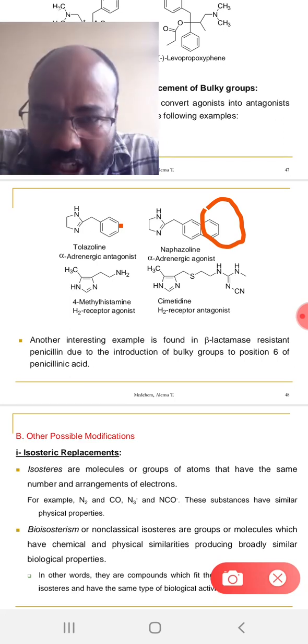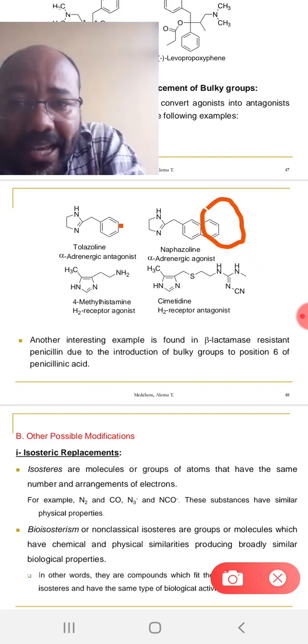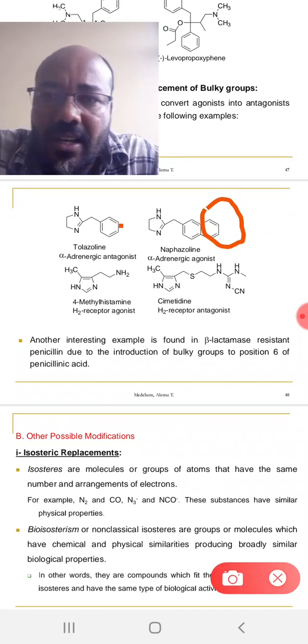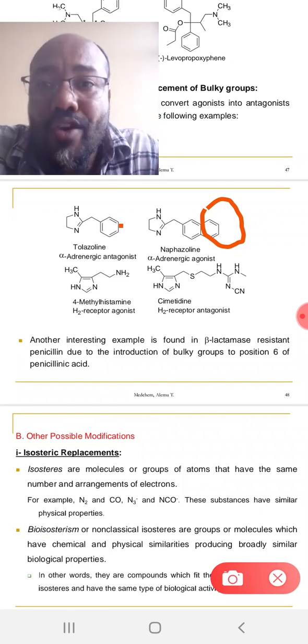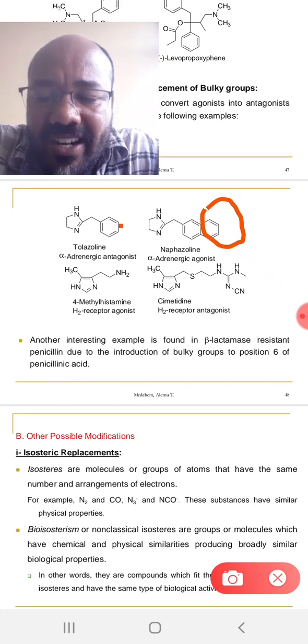Therefore, with introduction or removal of this bulky group, you can get this compound. Introduction or removal of bulky groups may produce new compounds, new drugs. This is also an approach that is used for discovering a new drug.